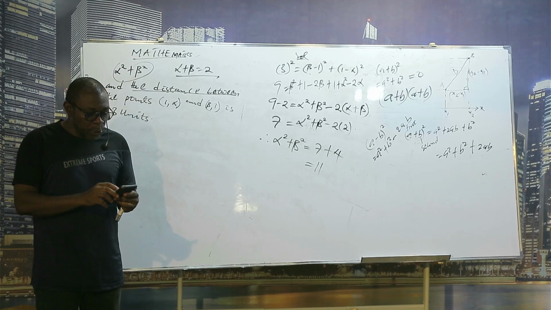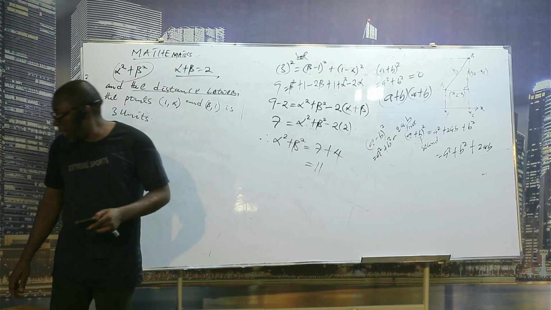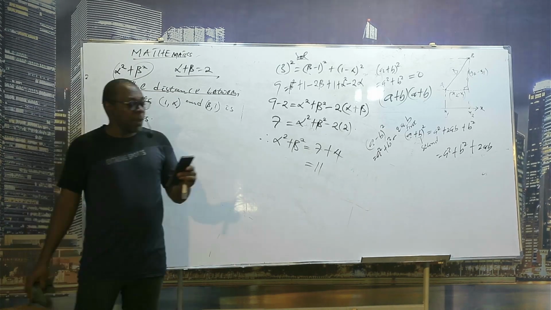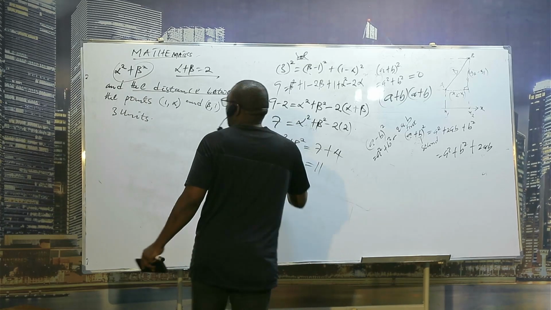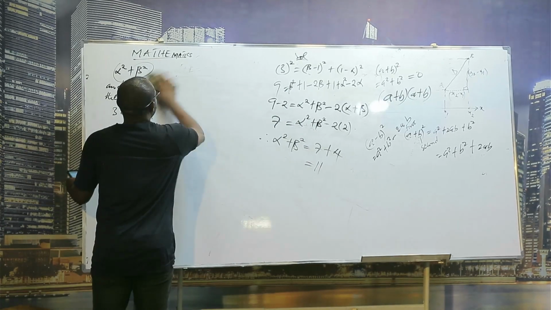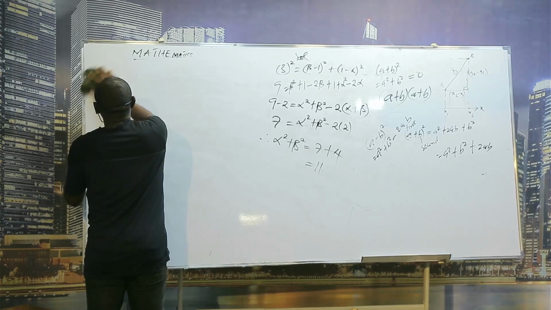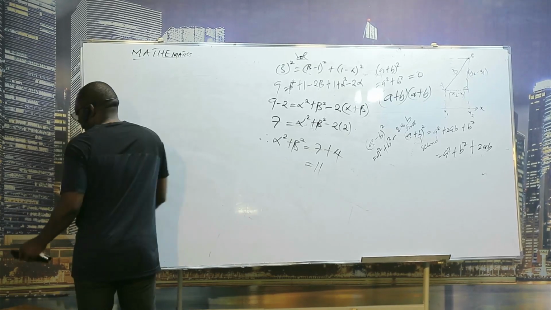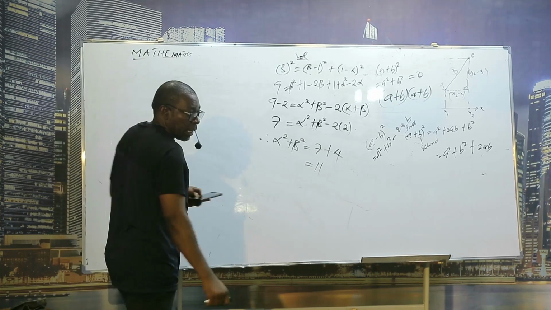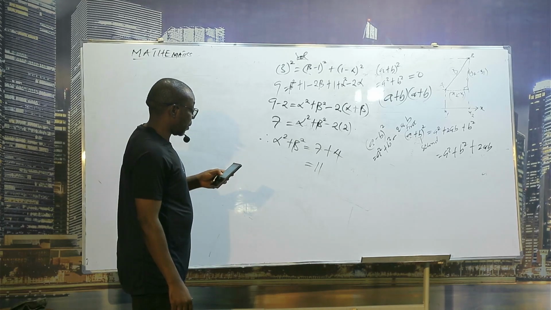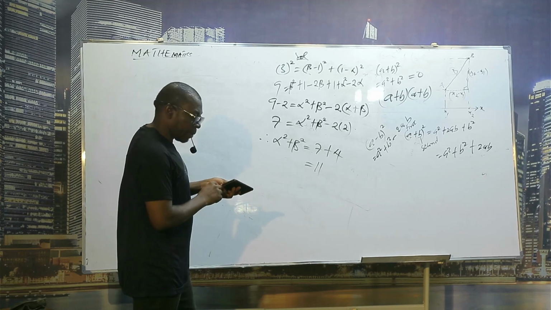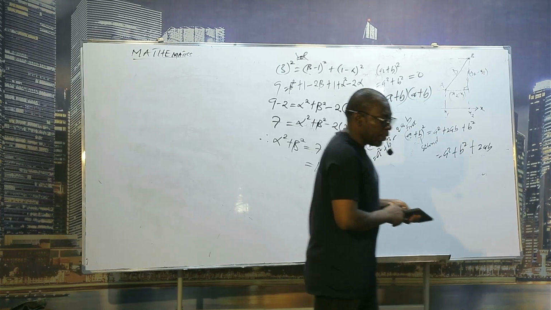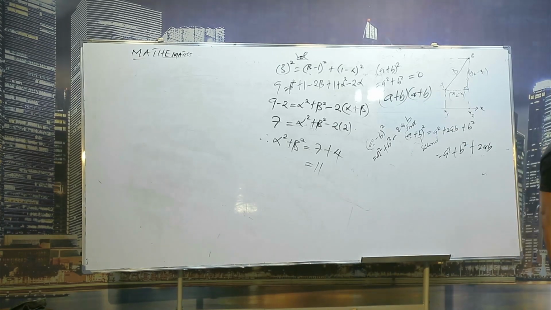The distance between 2 points in a plane is 10 units. Is 10 units. Full stop.